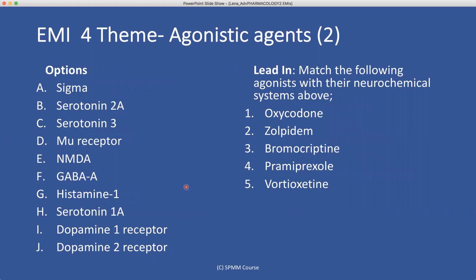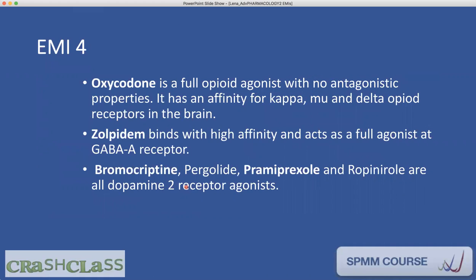Next question, EMI 4, agonistic agents. So we have a list of agonists and we have to match them with the receptor profile: oxycodone, zolpidem, bromocriptine, pramipexole, and vortioxetine. Oxycodone is a full opioid agonist with no antagonistic properties. It has an affinity for kappa, mu, and delta opioid receptors in the brain. Zolpidem binds with high affinity and acts as a full agonist at the GABA A receptor. All Z drugs act on the GABA A receptor system.